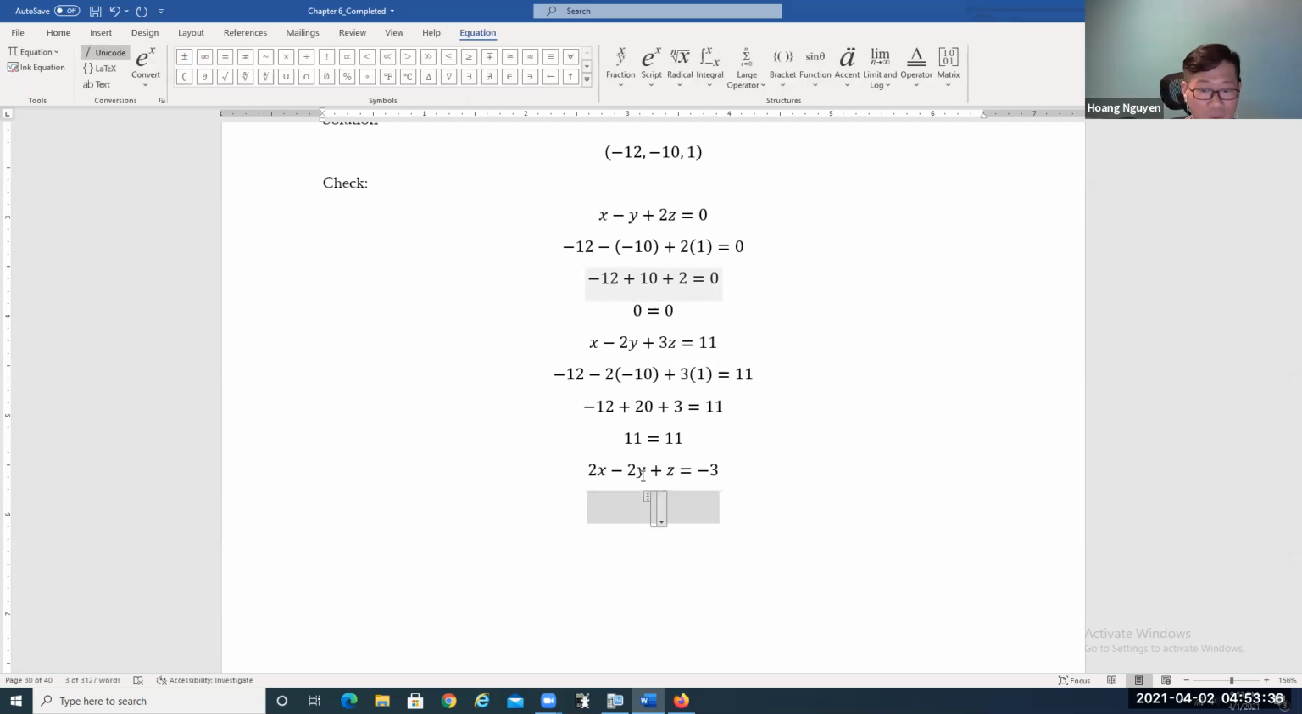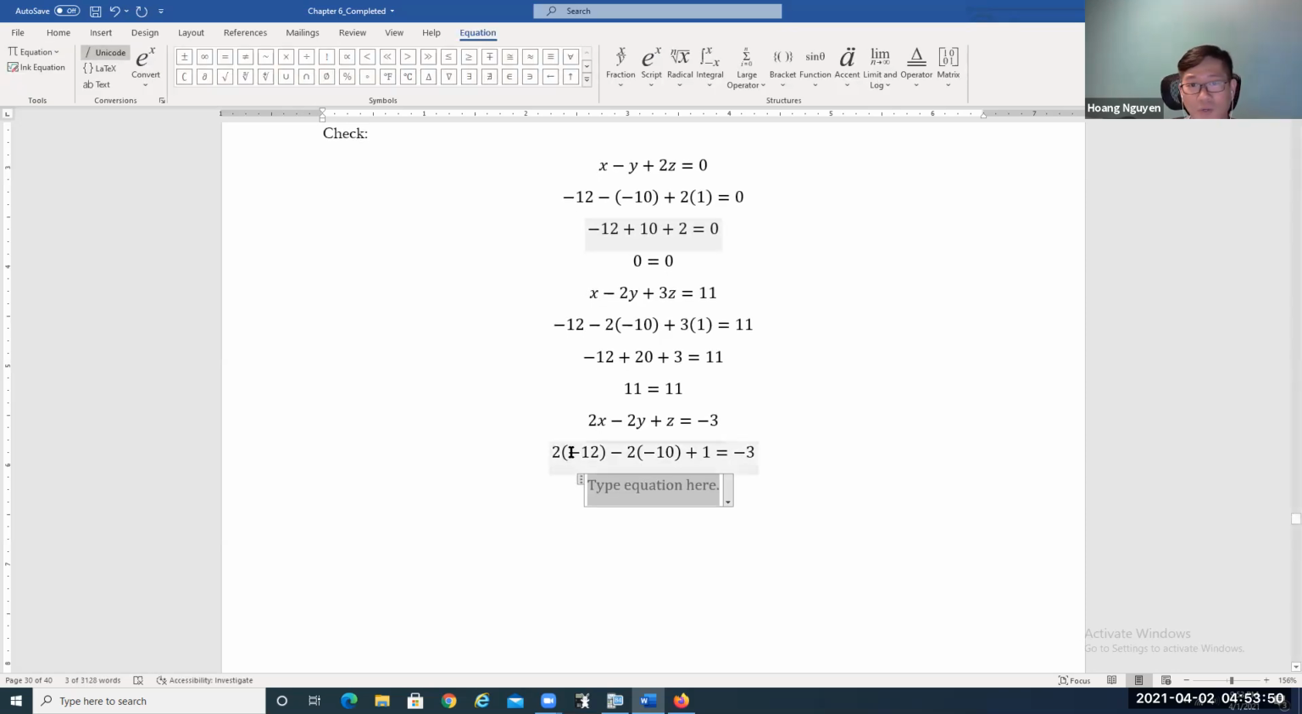So x equals negative 12, so 2 times negative 12, minus 2 times y, which is negative 10, plus z, which is 1, that's going to give you negative 3. Okay, so 2 times negative 12 is negative 24. Negative 2 times negative 10 is positive 20, plus 1, that's going to give you negative 3. We'll find out soon. Negative 24 plus 20 is going to give you negative 4. Negative 4 plus 1 is negative 3, equal to negative 3.